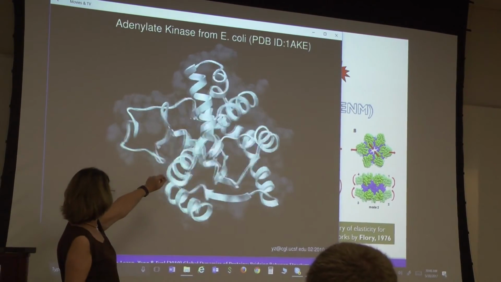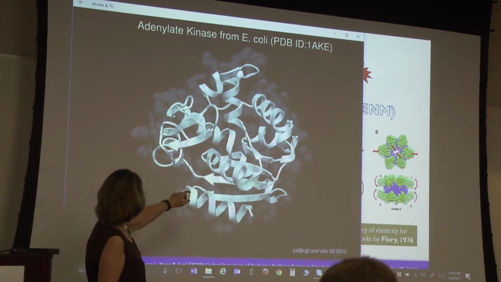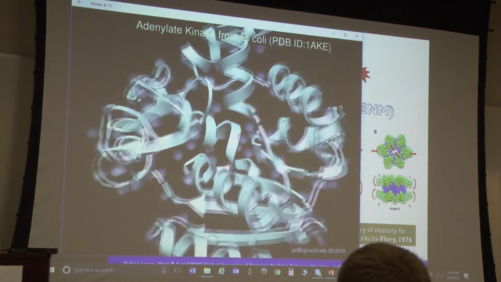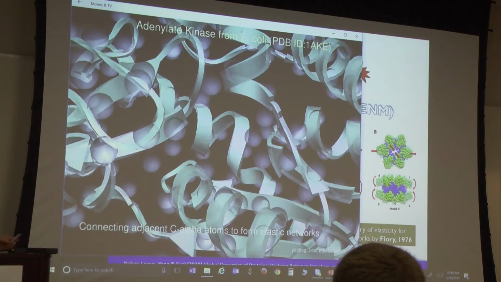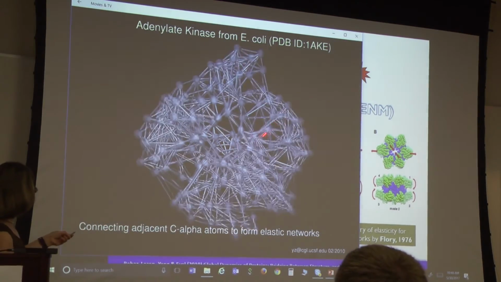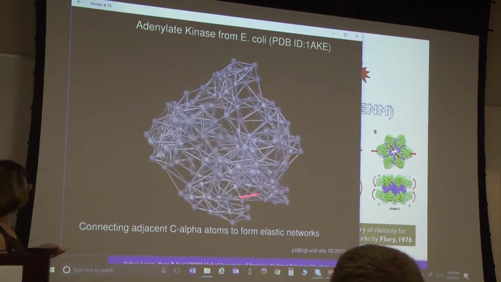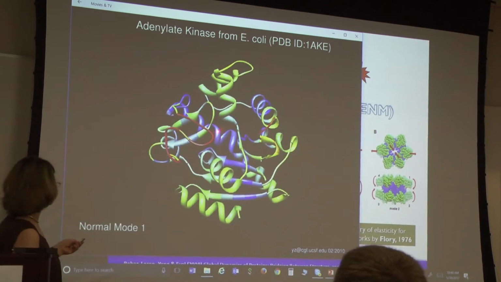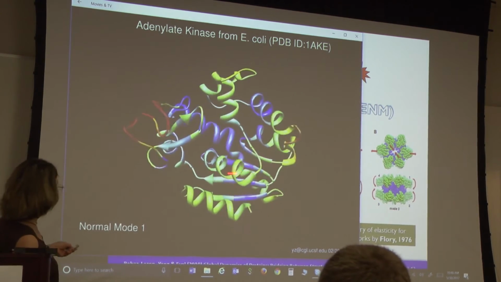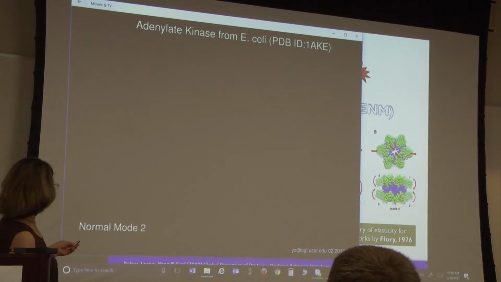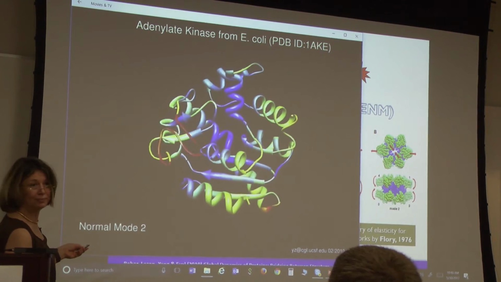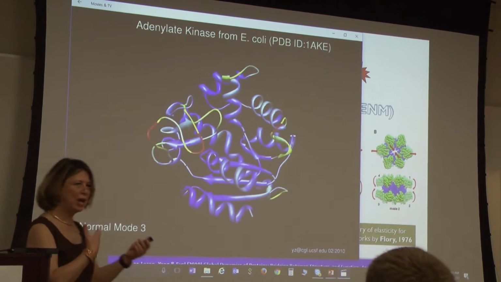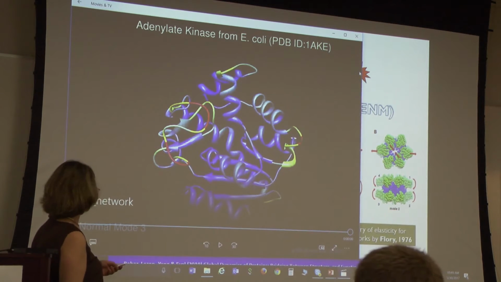We focus on the backbone, and then on the backbone, we identify the alpha carbons. The alpha carbons, connect them by springs. So this is the network representation of the structure, not your familiar ribbon diagram. Then this is the slowest mode, mode one, and now this is mode two, for that particular adenylate kinase. And then this is mode 3. So you have different types of motions for your structure.